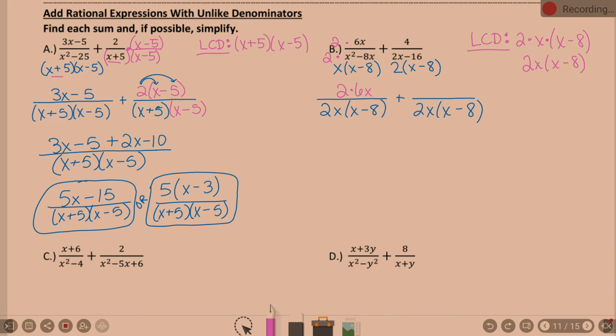Okay, second fraction. What are we missing in the denominator? We've got the 2, we've got the x minus 8, we're missing the x. So what are we doing? Multiplying by x. So in that one, we're going to be multiplying 4 times x.